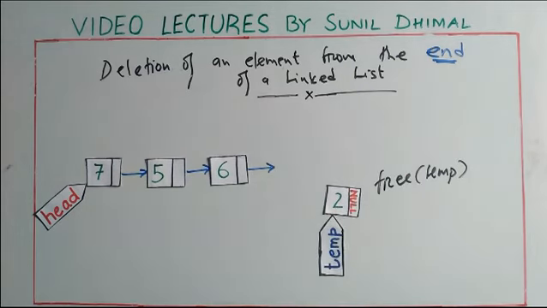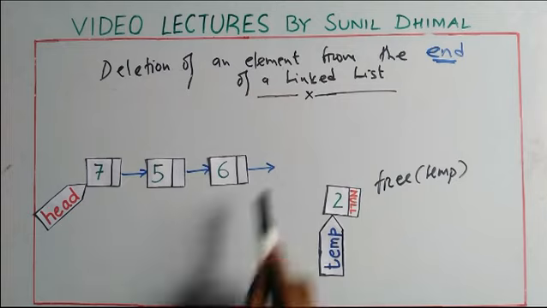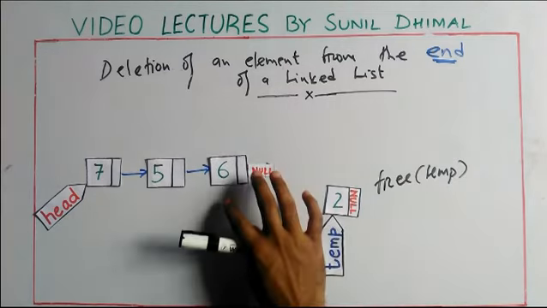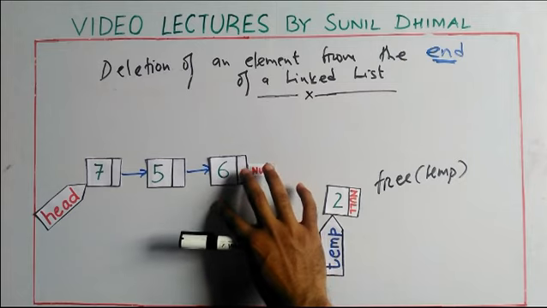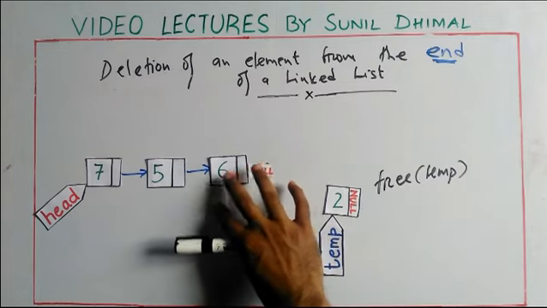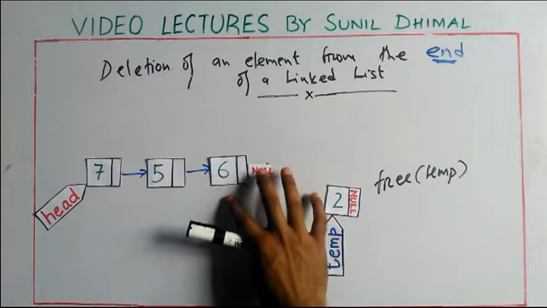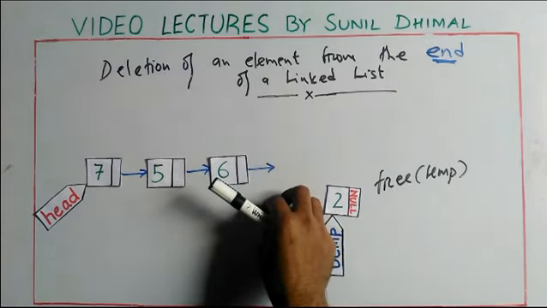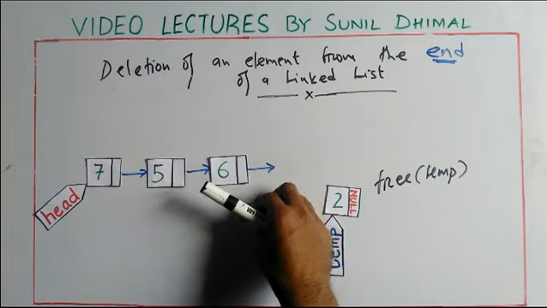But this isn't sufficient, because now this is the current linked list. After deleting, the last element should have the link as null. So I need to place null. The link of the last node, in this case 6, should be null. Now to do so, I need to have one more pointer.